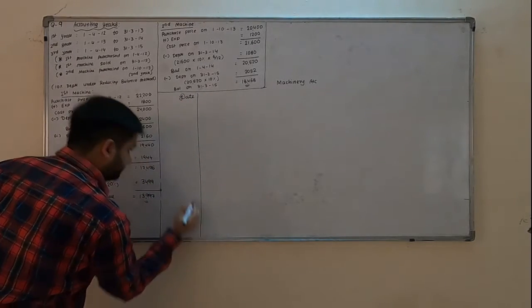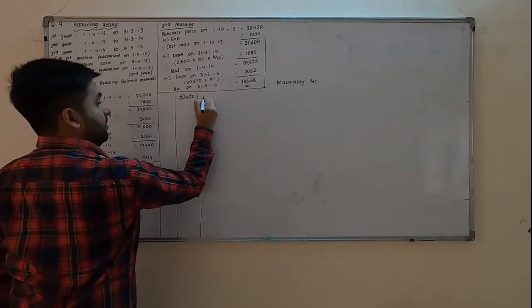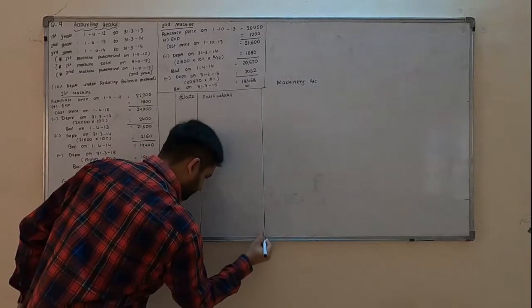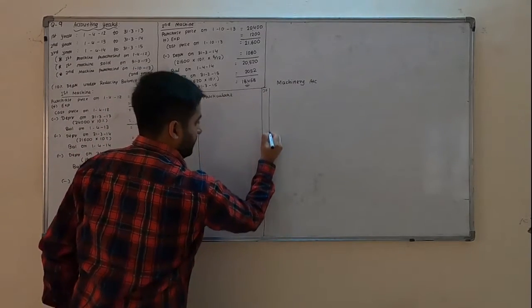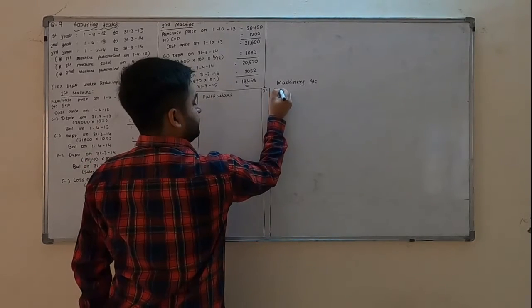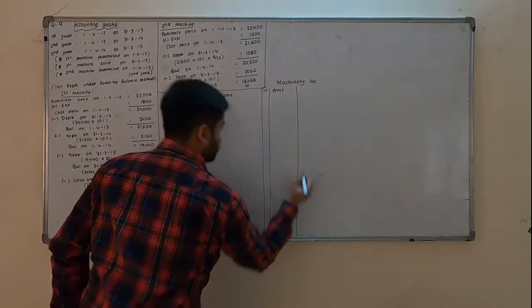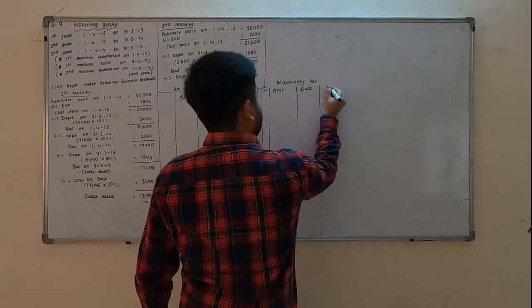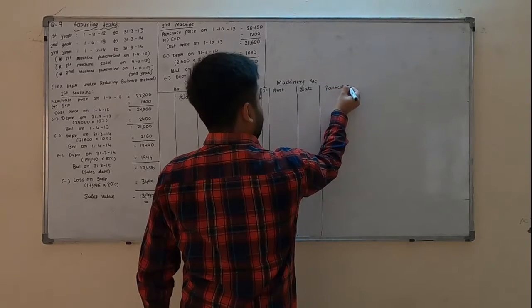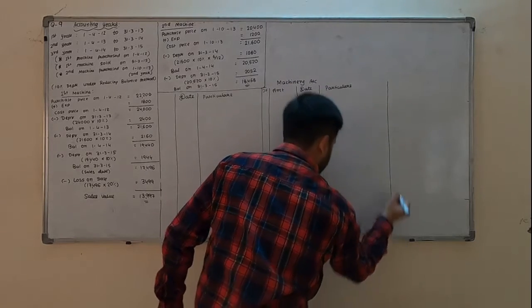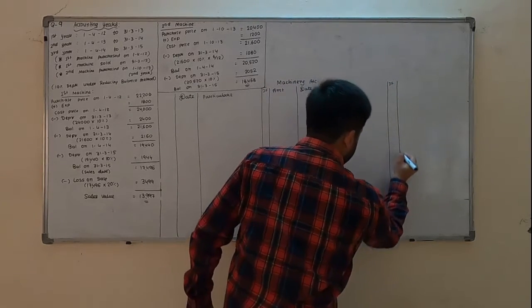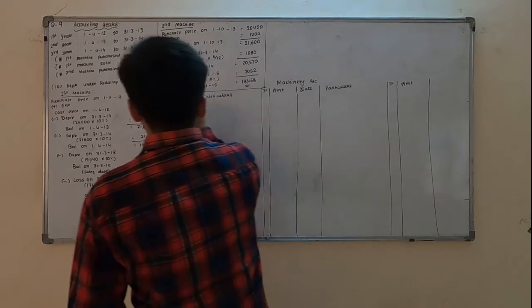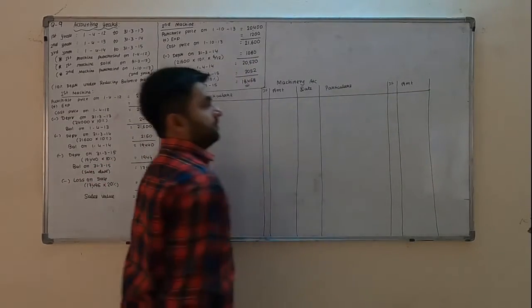Date, particulars, JF, amount. Date, particulars, JF, amount. Okay.